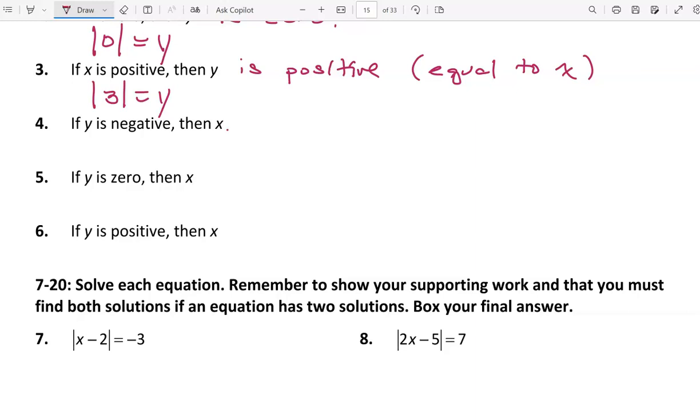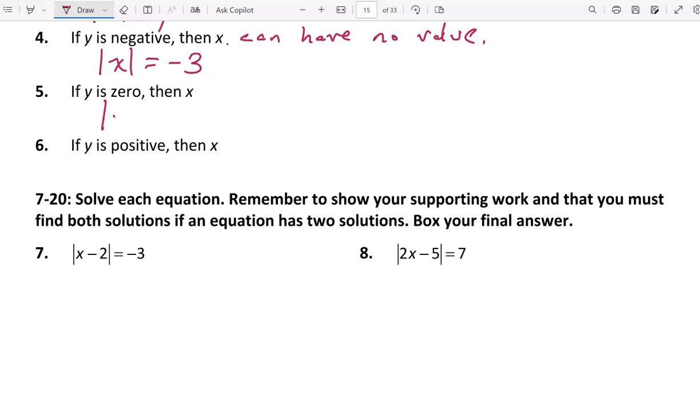Now we're going to switch it around. What if y is negative? If y is negative, then our equation will look like this. The absolute value of x is equal to -3. There is no number whose absolute value is equal to -3, so I'm just going to say can have no value. In other words, the equation does not have a solution.